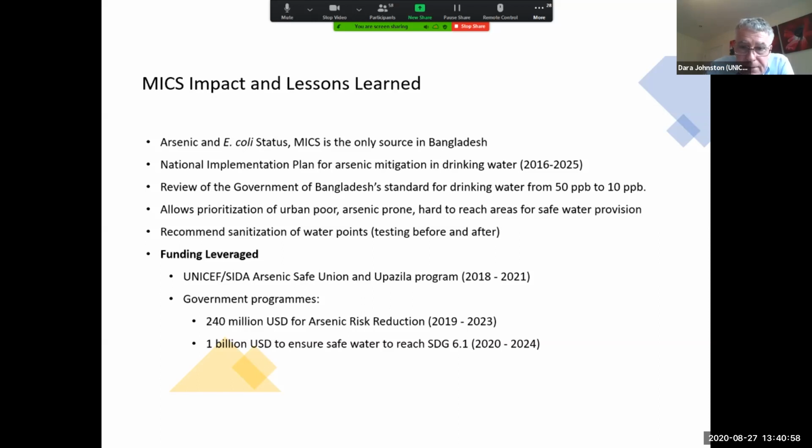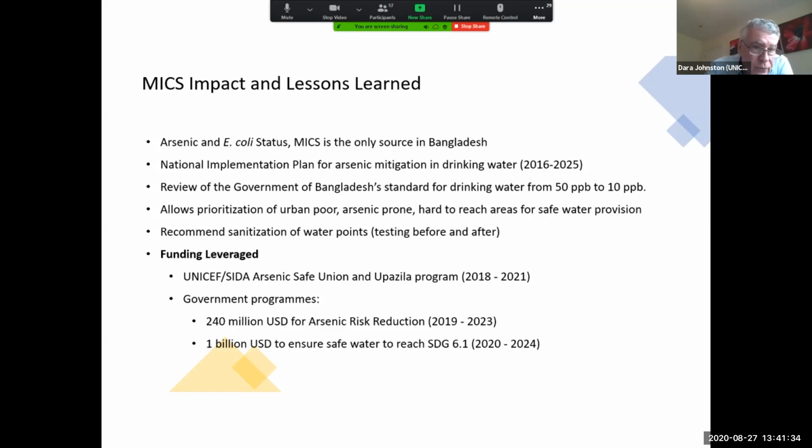And finally, the mix data has been instrumental in leveraging both donor technical projects and major government investments. Our own project funded by CEDA has been going since 2018 and into next year, and it's helped to guide the government's arsenic risk reduction project, which just started last year, and this is a $240 million investment to provide safe water sources for all the arsenic risk areas of the country.